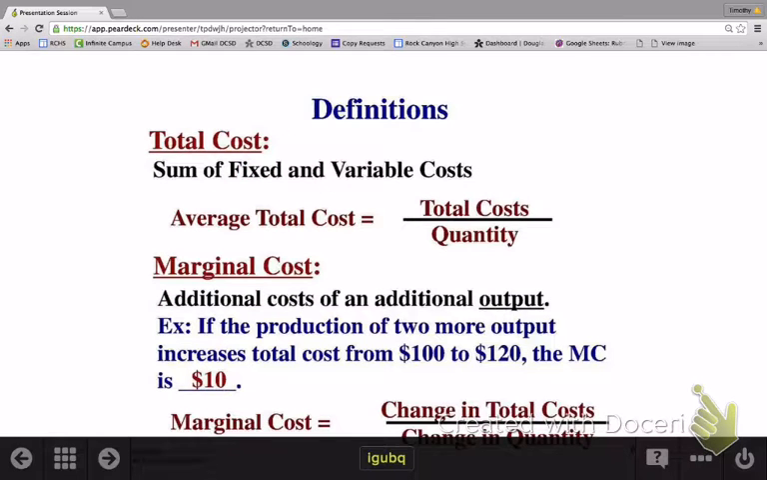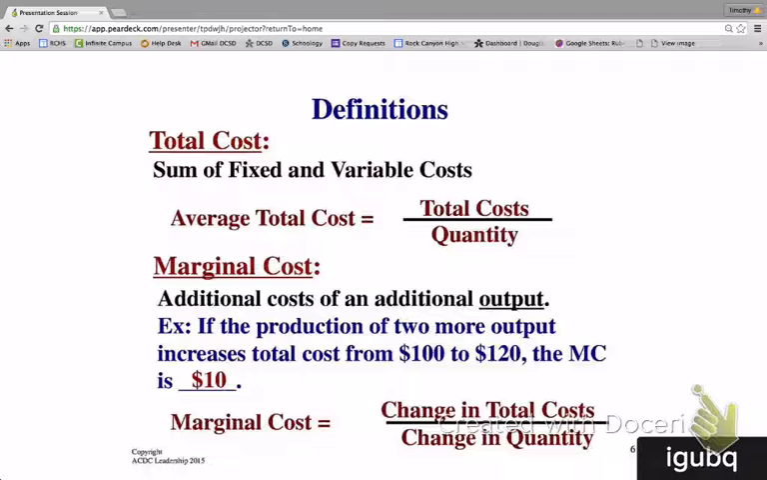Moving on, if we look at both of these costs together, if a firm totals its fixed costs and its variable costs, it will come up with its total cost of production. And then if we want to know, well, what is the average cost to produce a good that we're producing, that would be average total cost, and that would be our total cost divided by the quantity of what we're producing. We can also look at the marginal cost.